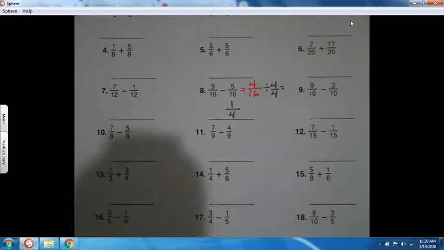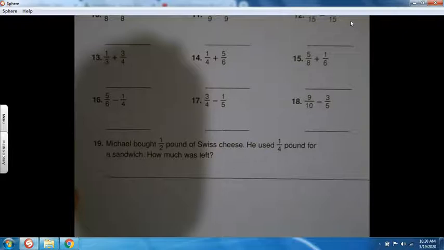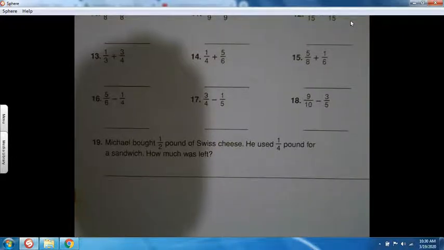The rest of these, you can look at your notes from yesterday and do these, but guess what we have down here? Oh, a word problem, which you all hate. So let's talk about this. Does it have a common denominator? Notice I haven't even read it. I don't care. I just need to pull the numbers out.